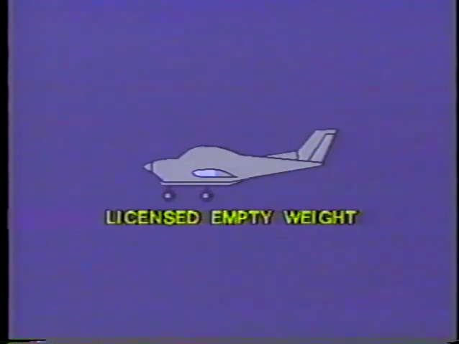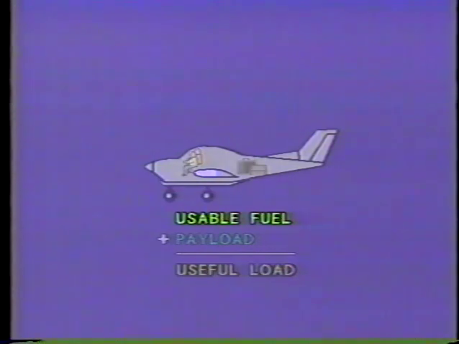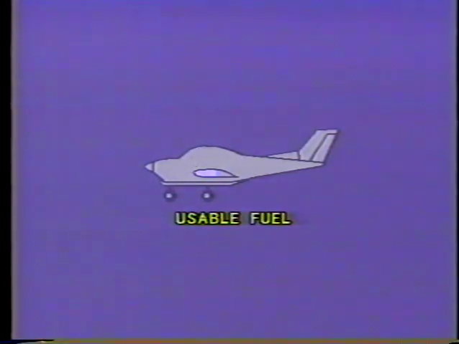The airplane's basic empty weight is found in the weight and balance data required to be aboard the airplane. If the term licensed empty weight is used instead of basic empty weight, you should know that the oil is not part of the empty weight. You must add this in your computations. Useful load includes everything that can be added to the airplane until its maximum weight is reached. This includes usable fuel plus payload. Usable fuel is the weight of the fuel aboard the plane that is available to the engine.